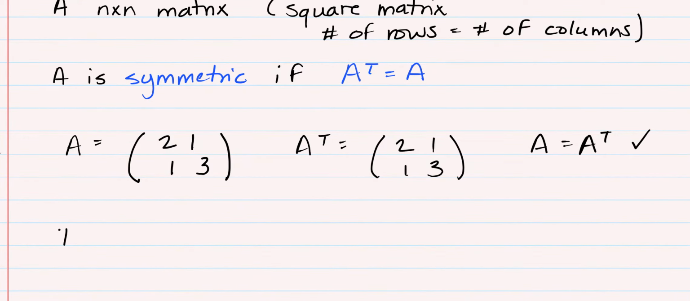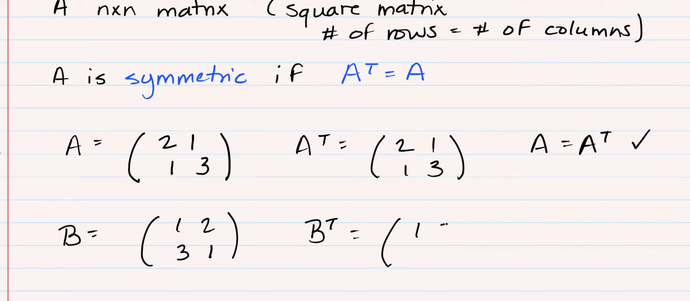However, if I take the matrix B, which is, let's say it's 1, 2, 3, 1, this matrix is not symmetric because the transpose of this matrix is 1, 3, 2, 1. Even though the diagonal has the same number here and here, when I take the transpose, I don't get the same matrix because I have a 3 here and not a 2. So this matrix B is not symmetric.